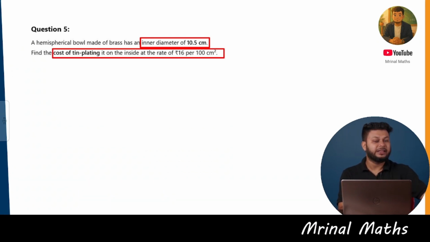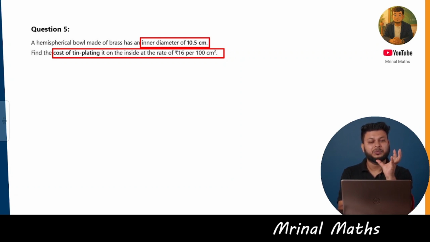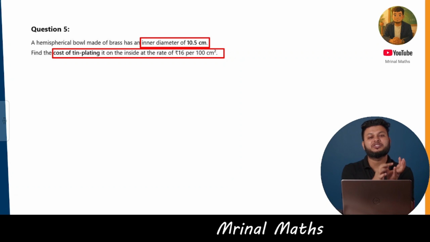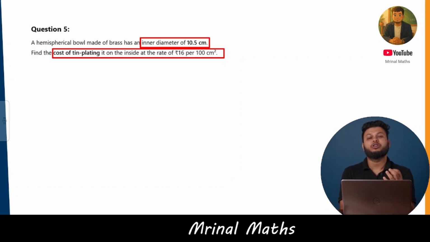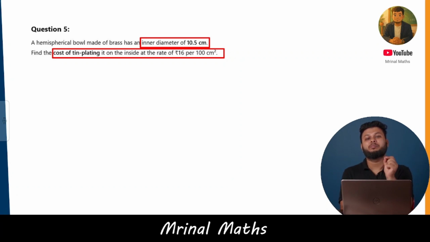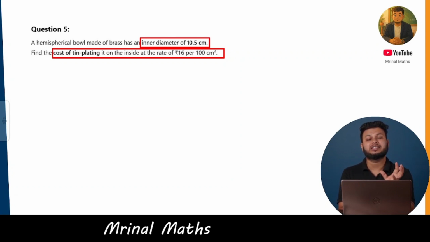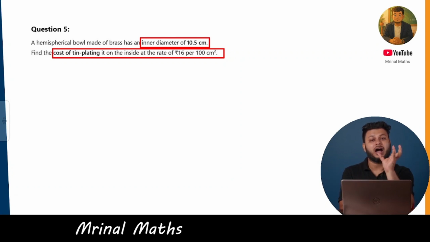Understand this. They have given us a bowl. They are asking us to tin plate it. You have seen plating of gold. You have seen ornaments which are being plated with gold so that it looks nice and good. Here they are asking us to tin plate a bowl.